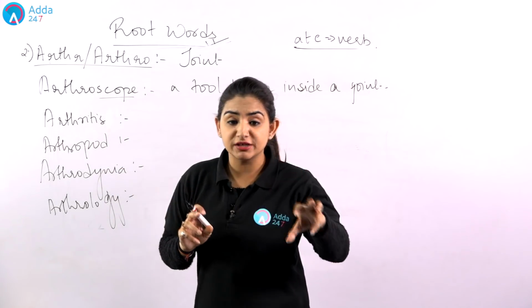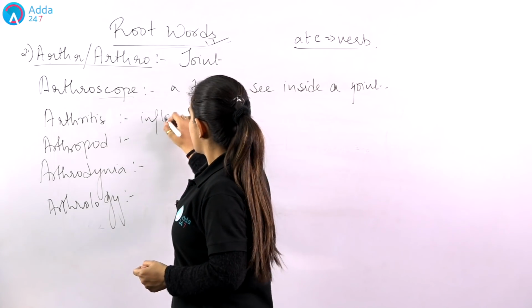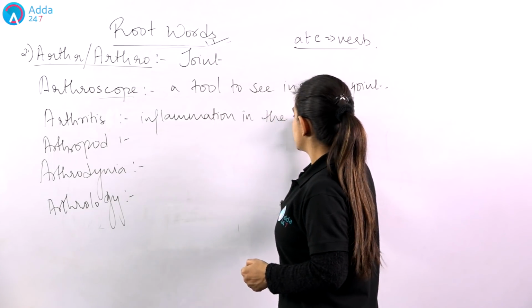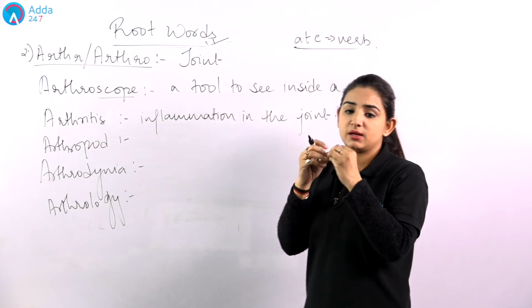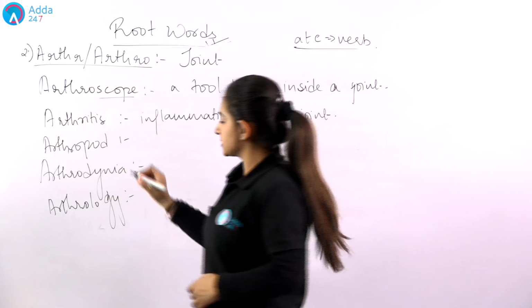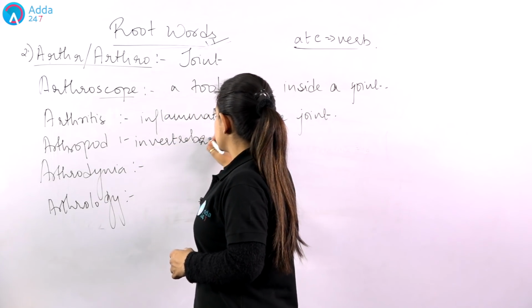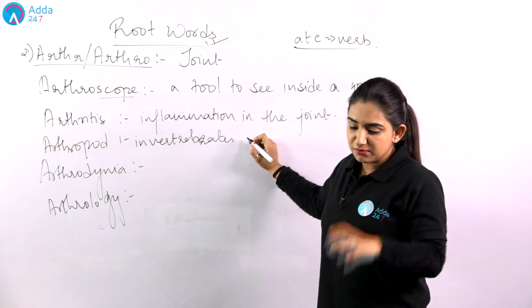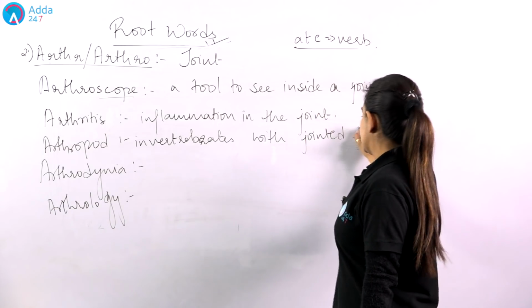Arthritis means inflammation in the joint, especially when the muscles over the joint swell. That is what we mean by arthritis. Then we have arthropod. That means invertebrates. I suppose you understand the meaning of this, with jointed legs.